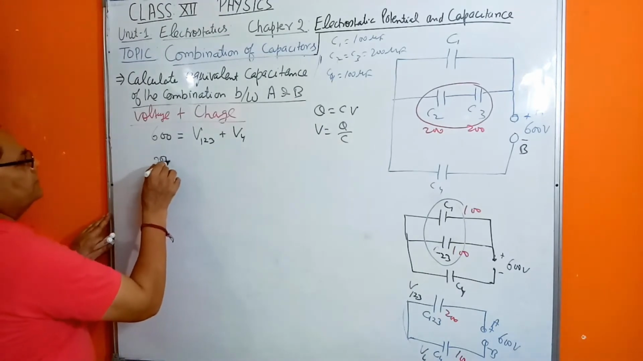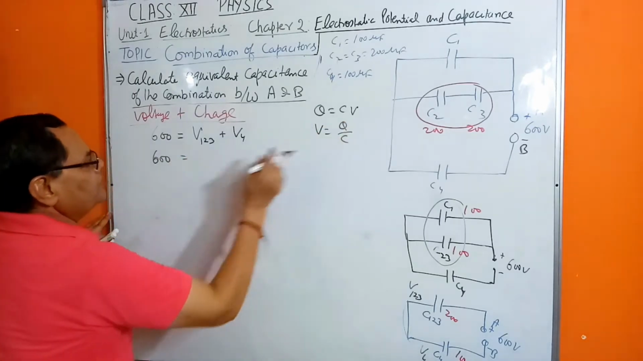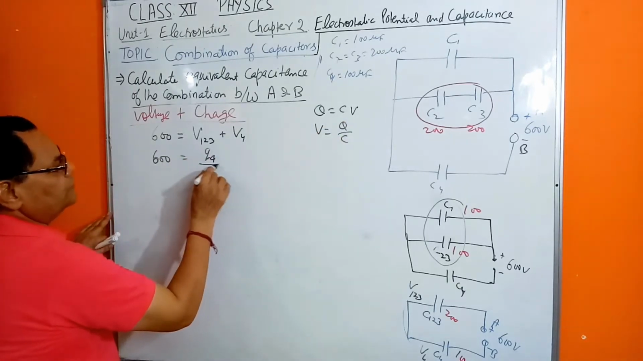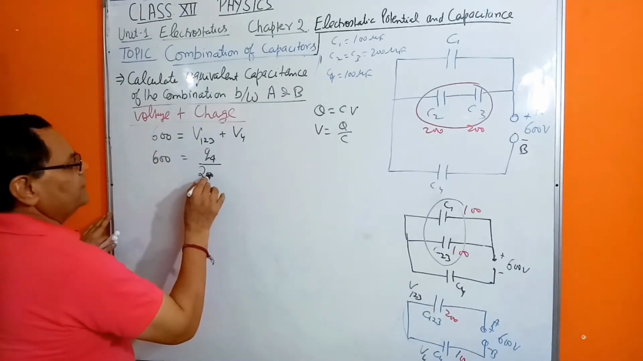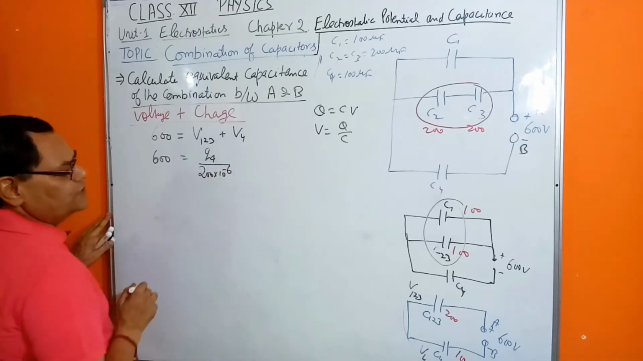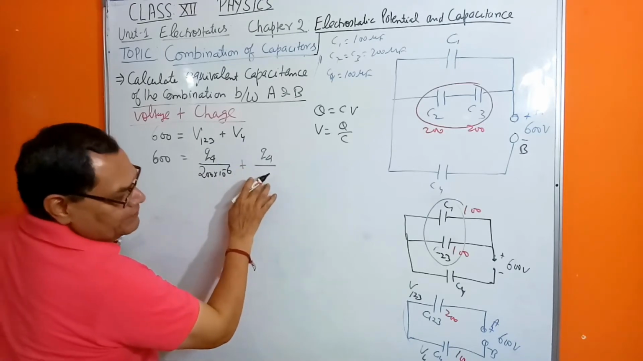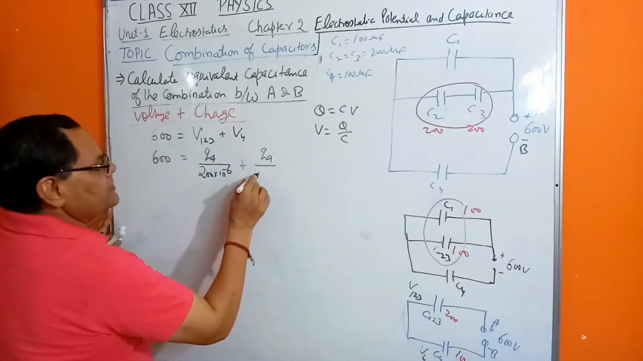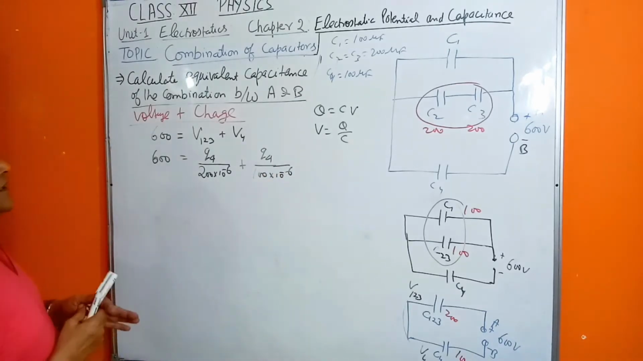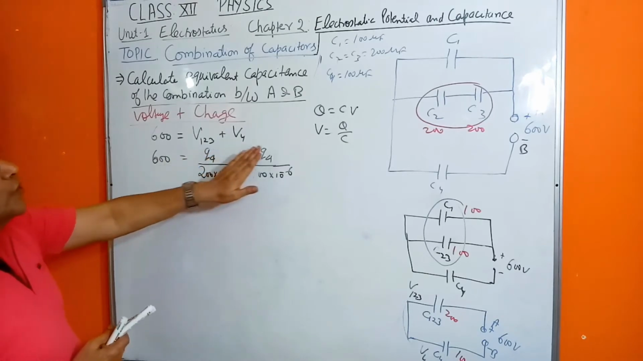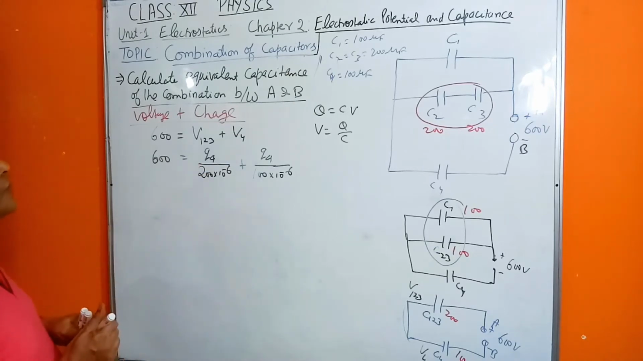So you can write 600 is equal to this voltage, which is charge upon capacitance. Charge is Q4, and the capacitance is 200 microfarad. Micro we have to actually put in, because it's a numerical. Plus V4, which is again Q4 upon its own capacitance, that is 100 into 10⁻⁶, because it is in microfarad. So I think it is a very easy mathematical calculation to get Q4.